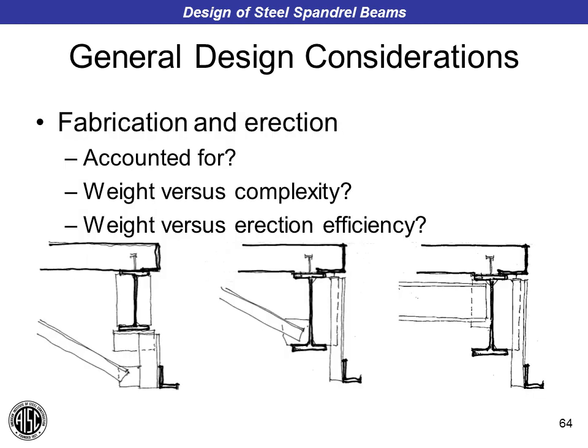And what about fabrication and erection? Are we accounting for those in our spandrel beam design and our facade support design? Are we adding a lot of weight at the sake of making the connection simpler, or are we trying to make things as simple as we can and accepting the fact that our spandrel beam and all the associated hardware might be heavier than we would anticipate from our analysis software?